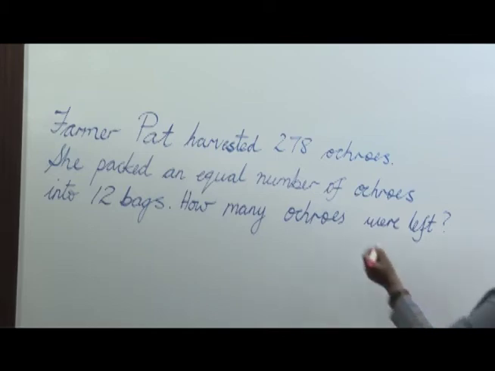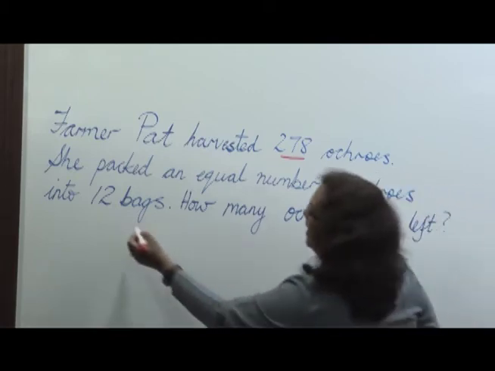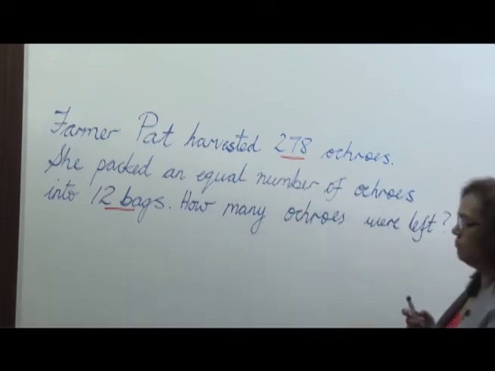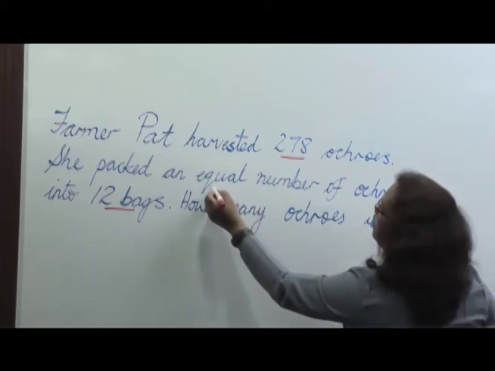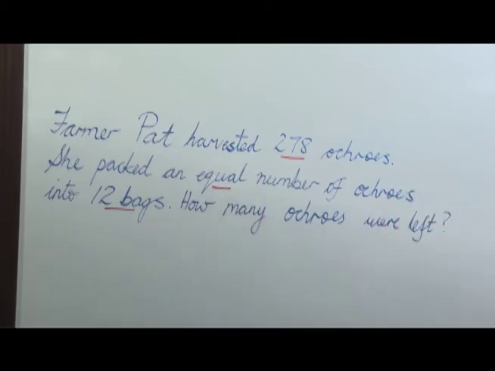Farmer Pat harvested 278 okras. She packed those okras into 12 bags. The other information we have is that in each bag there was an equal number of okras. So do we have enough information to solve this problem? And what is being asked in this problem? We are not being asked how many okras are in the bag, but we are being asked how many okras were left. So therefore, we are being asked for the remainder in this question.